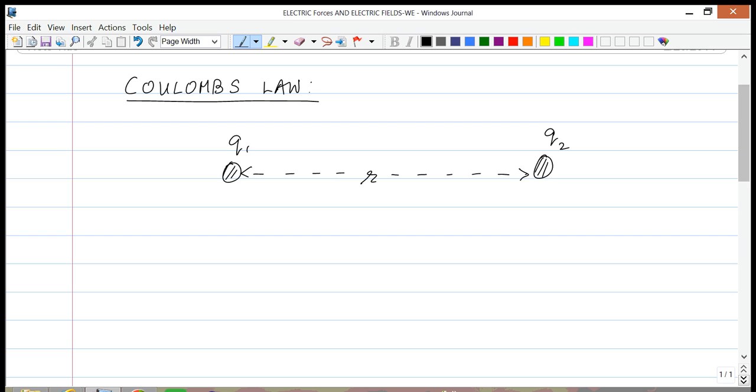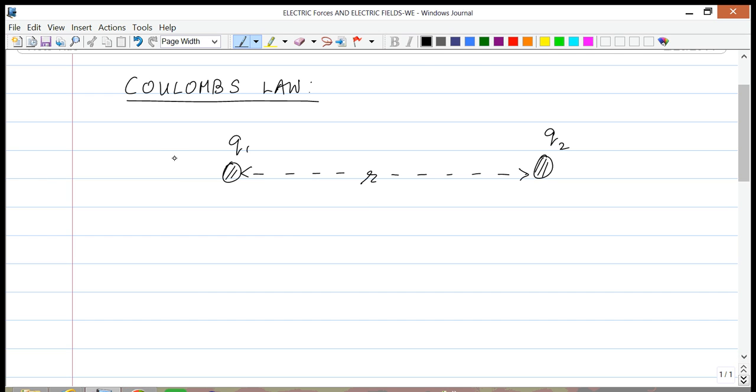These forces could be attractive or repulsive depending on the nature of the charge, which means if Q1 and Q2 are both positive, then the forces will be along the line, pushing each other out. If they are positive and negative, these forces will be attractive along the line. So essentially, the direction of the force will be governed by the sign of the two charges.